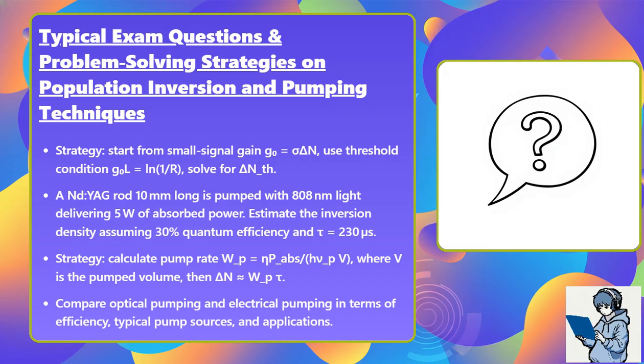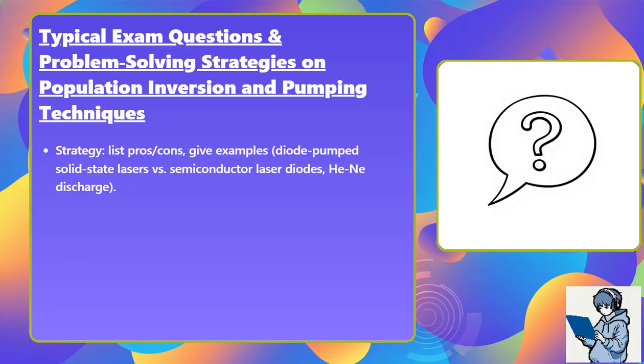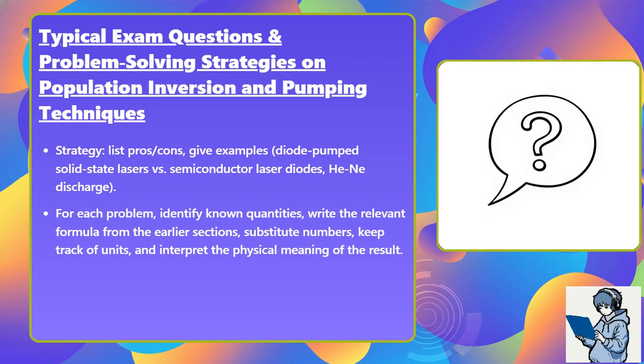Compare optical pumping and electrical pumping in terms of efficiency, typical pump sources and applications. Strategy: list pros and cons. Give examples: diode pumped solid-state lasers versus semiconductor laser diodes, helium neon discharge. For each problem, identify known quantities, write the relevant formula from the earlier sections, substitute numbers, keep track of units, and interpret the physical meaning of the result.